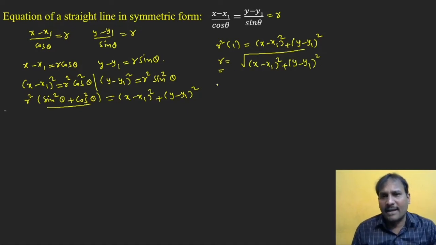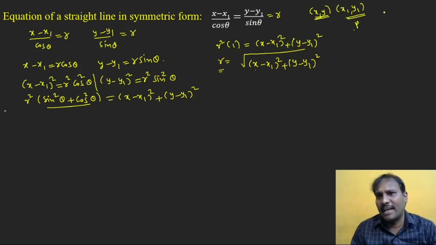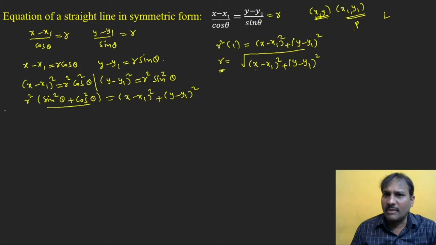Here r is a parameter. What is a parameter? It is not a constant value, it varies. What does this under root of (x minus x1) whole square plus (y minus y1) whole square indicate? It is nothing but the distance between (x, y) and (x1, y1). So (x1, y1) is the given point P, and (x, y) is any point on the same line L. The distance between any point (x, y) and P(x1, y1) is denoted by r. It depends on the value of x and y. Therefore r is called a parameter.